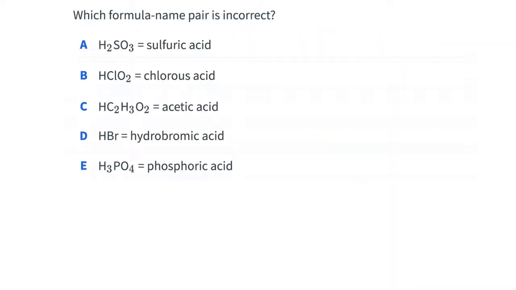We'll do some examples here. I think you may need to do a couple more examples. That's where maybe the quizzes or the homework come into play. Let's try to find the incorrect name.